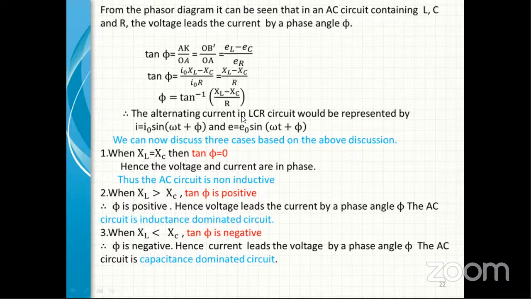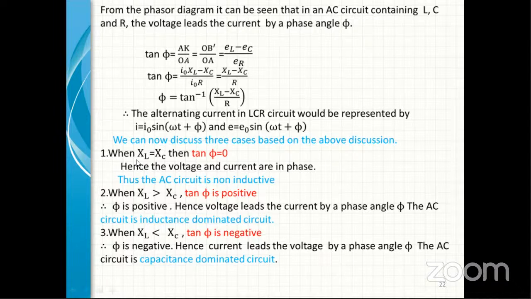The alternating current in the LCR circuit will be represented by I is equal to I naught sin omega t plus phi, and E is equal to E naught sin omega t plus phi. The alternating current and voltage are therefore represented by these formulas. We can now discuss three cases based on the above discussion.